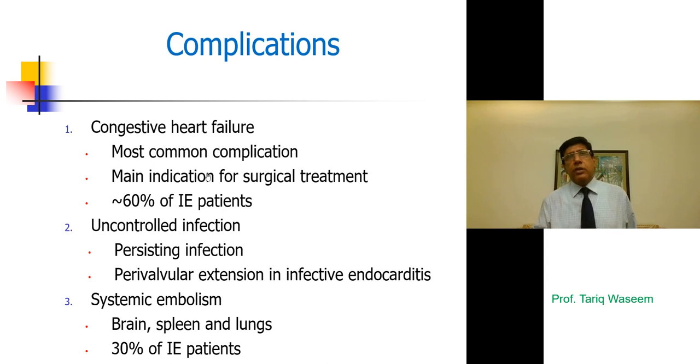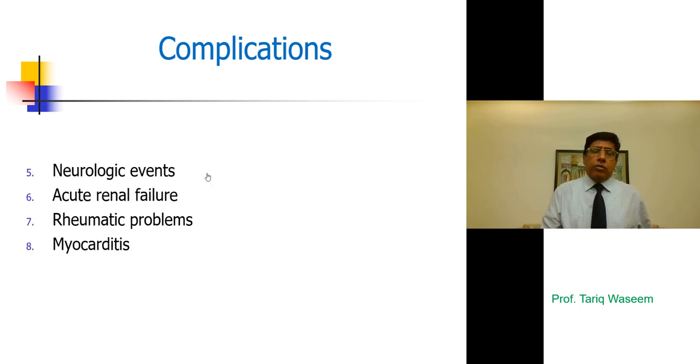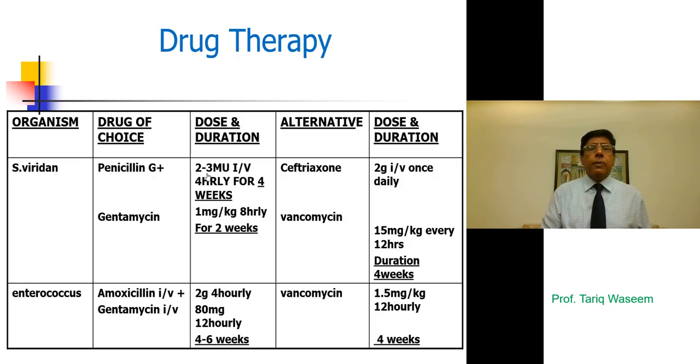Perivalvular extension of the endocarditis and formation of abscess. And as we already mentioned, systemic embolism into brain, spleen, lung. And this sometimes may be the only symptom. They may present with stroke alone, they may present with subarachnoid or intracerebral hemorrhage alone, or maybe a gangrene of a foot alone. So neurological events, acute renal failure, sometimes joint pain may be the only features, and sometimes the new onset myocarditis and worsening again of heart failure will be the symptoms.